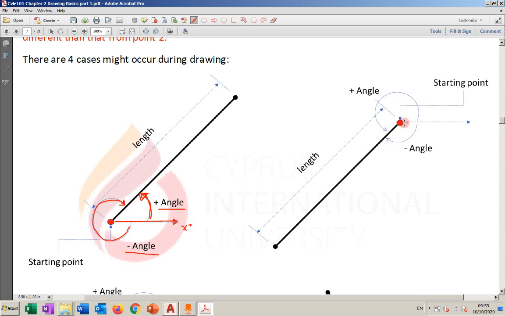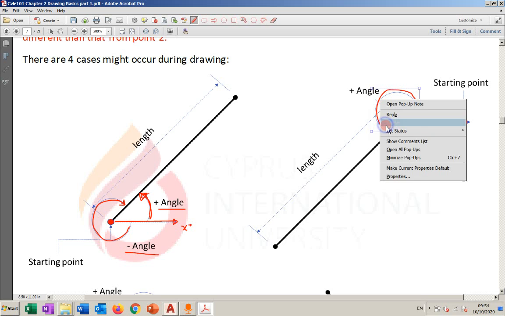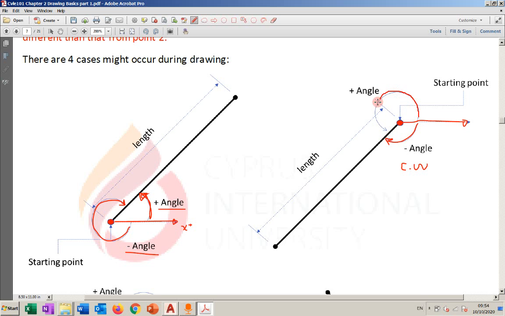If I start at this point here, this is the positive x-axis. If I'm going to use this angle, it is clockwise, and that's what we call a negative angle. If I'm going to use this angle here, it is counterclockwise, so we call it a positive angle. Which one you have doesn't matter. You can use both of them. Normally we use one of them, whichever one is given.